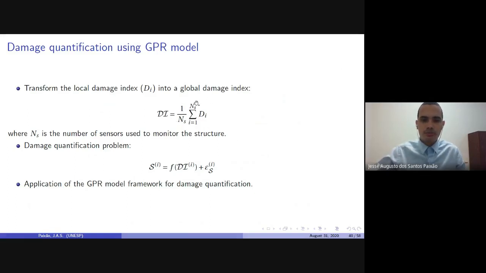In this case, we have the global damage index as a mean of all the local damage indices computed based on the methodology proposed by Professor David Garcia. And again, the problem of damage quantification can be posed as a nonlinear regression model, as proposed before, where we have as output our debonding size, which is our damage severity, and as input our global damage index. Then we can apply the same framework proposed in the main methodology by just changing the type of damage index computed.